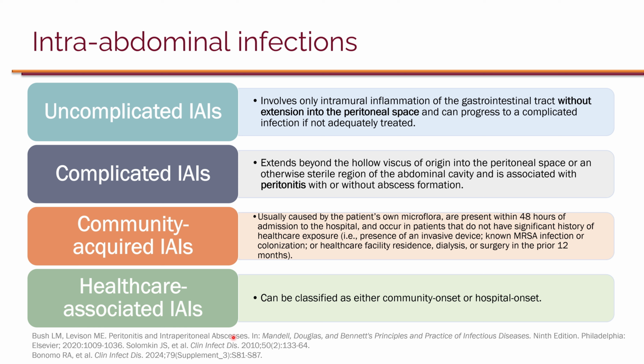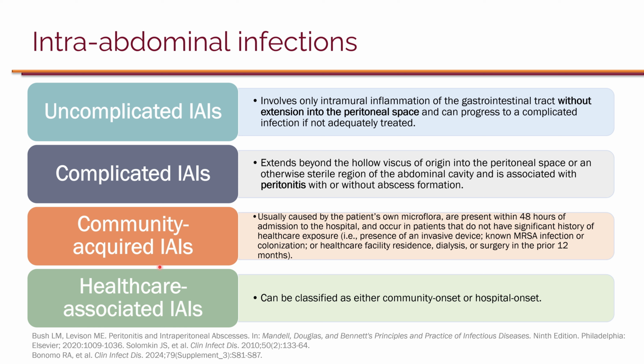However, if uncomplicated intra-abdominal infection is not managed adequately, it can progress into complicated intra-abdominal infection. And by complicated intra-abdominal infection, we're referring to infection that extends beyond the hollow viscus of origin into the peritoneal space or an otherwise sterile region of the abdominal cavity, and it is associated with peritonitis with or without abscess formation. So essentially, if there is an infection in one of those organs and at the same time the patient develops peritonitis, that's what leads to complicated intra-abdominal infections.